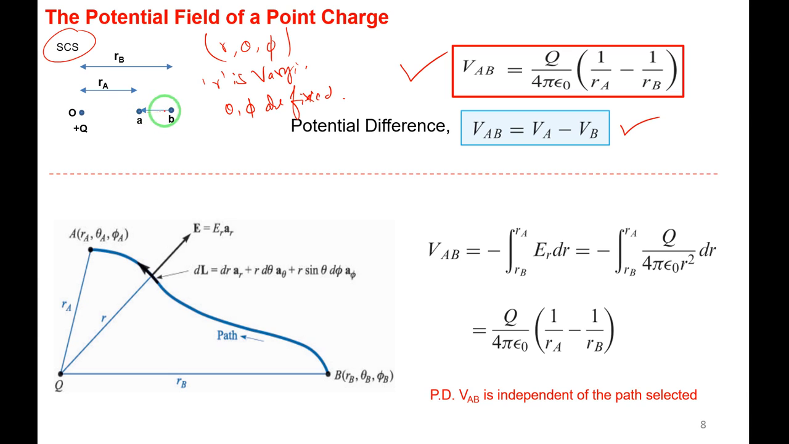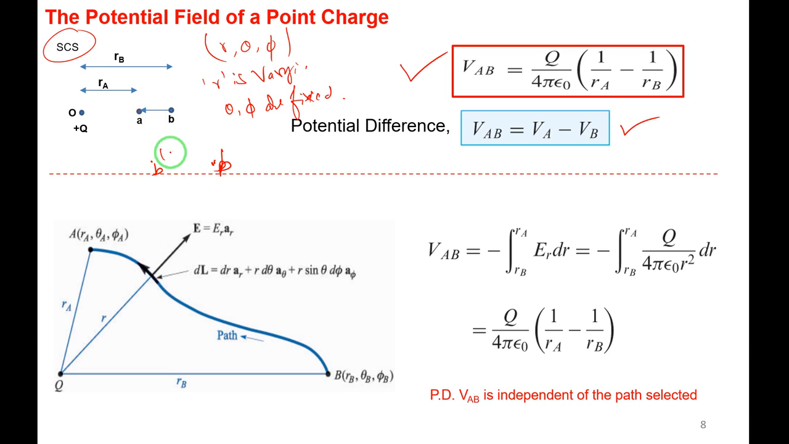Theta is the same here. Theta and phi are both the same at points A and B, but r is varying, RA and RB, right? So instead of the radial direction, one point A is here, and we will consider point B here, anywhere, but not along the radial direction, somewhere else.